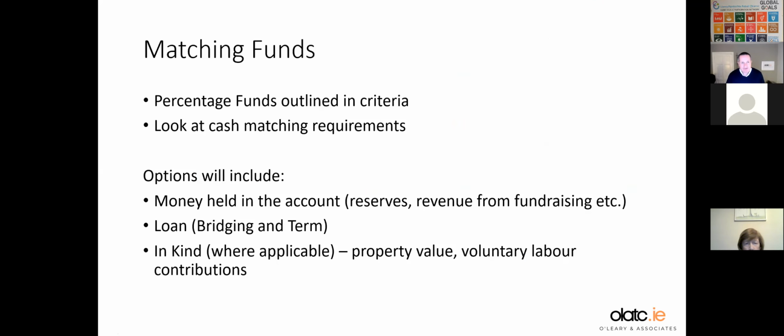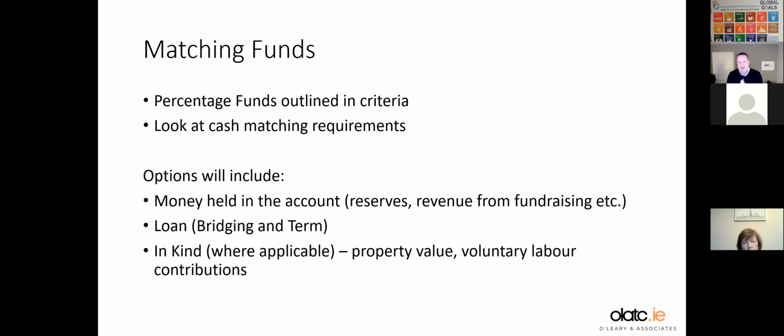Okay, matching funds is another section that people get caught out on, because they can't complete that section and so can't apply. You need to understand the criteria in terms of what they're looking for in matching funds. So, for example, if you're applying for LEADER funding for capital grants, they will provide up to 75%. If it's a feasibility grant, up to 90%.